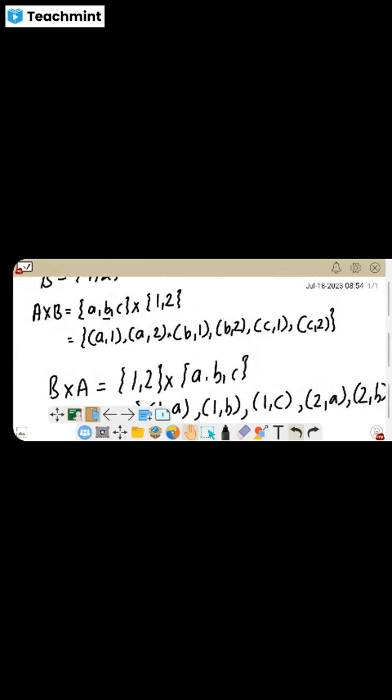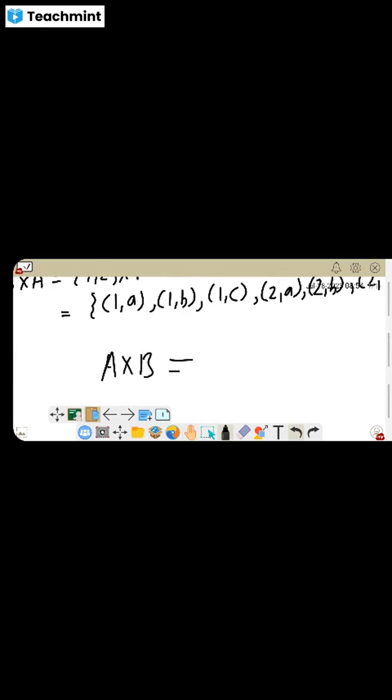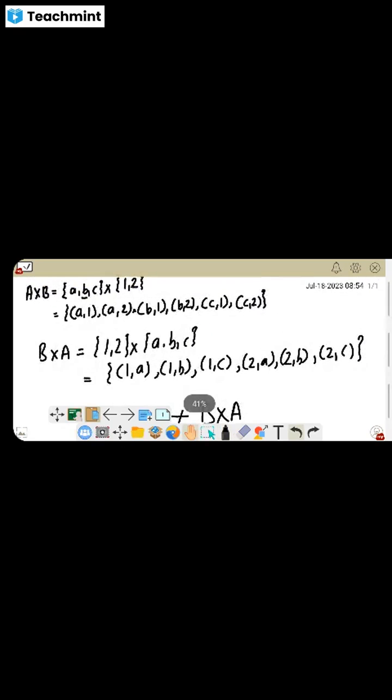And if A and B are different, then A cross B is not equal to B cross A. They're different, you can see here. They can only be equal if A and B are both equal, having the same elements. Only then will the Cartesian product be equal.